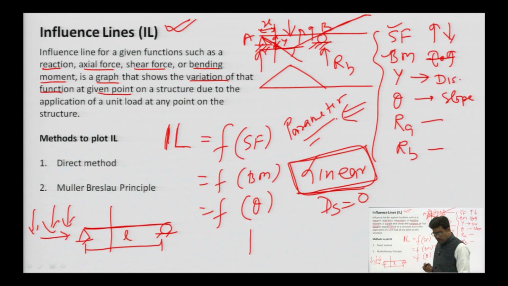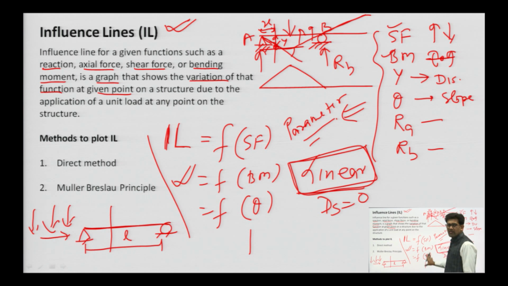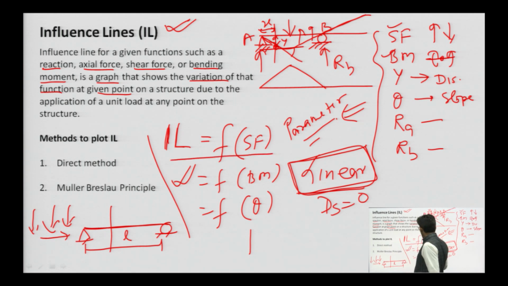So, it is very helpful in moving load, to find the maximum value. Influence lines are the function of any parameter in a structure, either linear or curvilinear in form, depending upon the degree of static indeterminacy. The next thing is how to plot the influence line, how to find this relation.